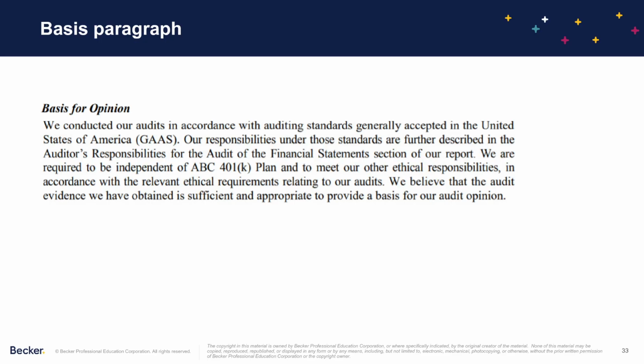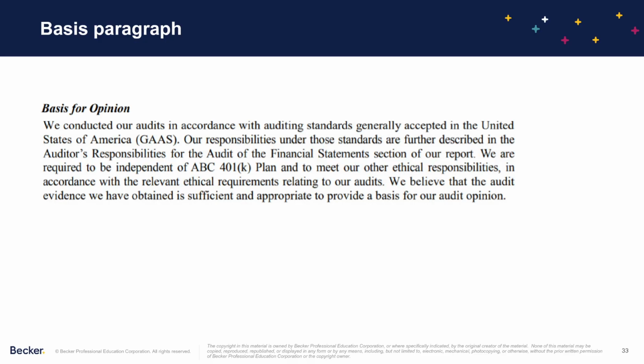So this always will be second, also the same as what we would do for a SAS 134 audit. So here we start off with our first sentence. We conducted our audit in accordance with GAAP. That was previously in the auditor's responsibility section and has been pulled into the basis. Then it says go read the auditor's responsibility section. And then we have the same independence sentence from SAS 134. We are required to be independent of ABC 401k plan and to meet our other ethical responsibilities in accordance with the relevant ethical requirements relating to our plan.